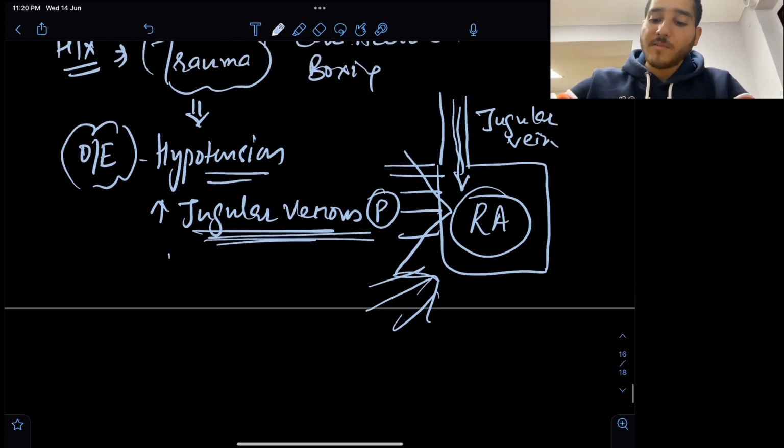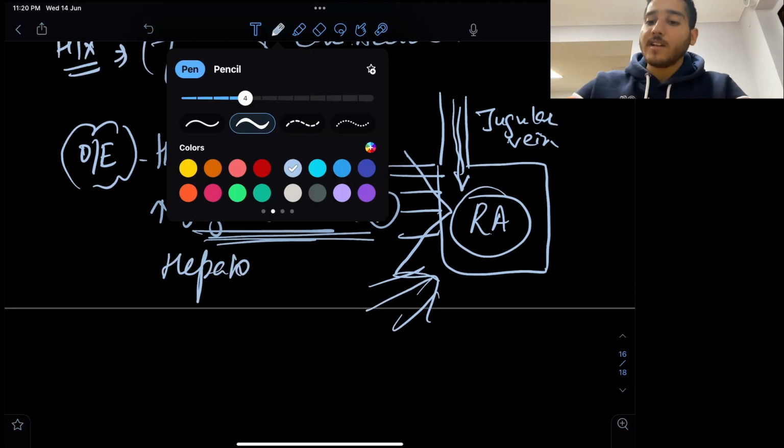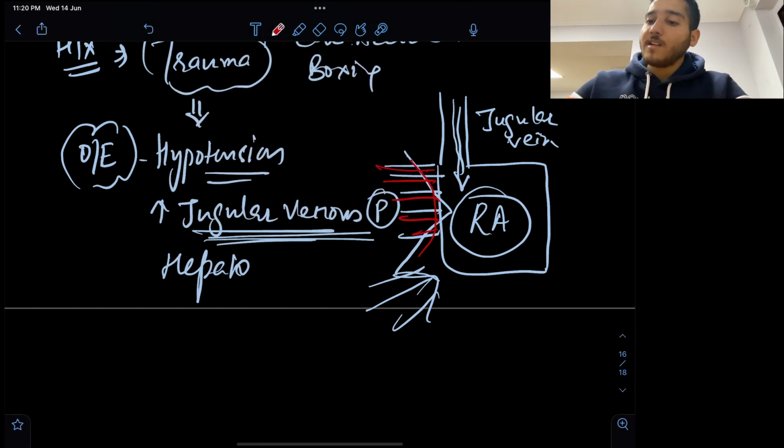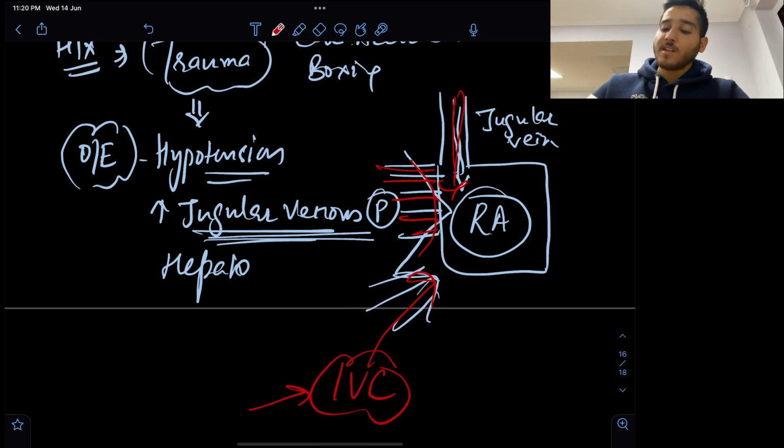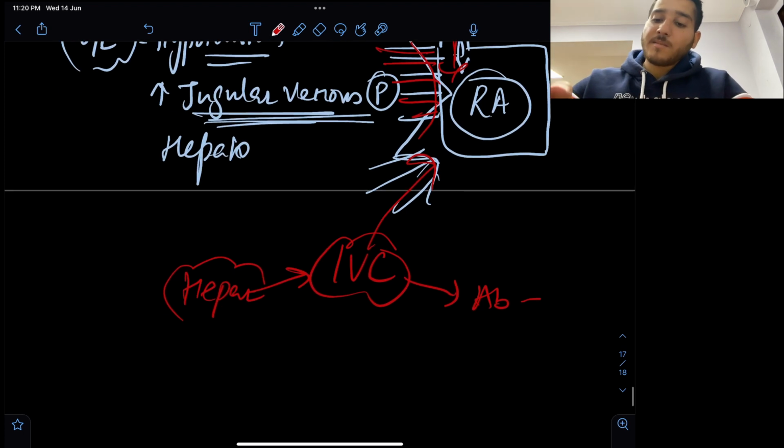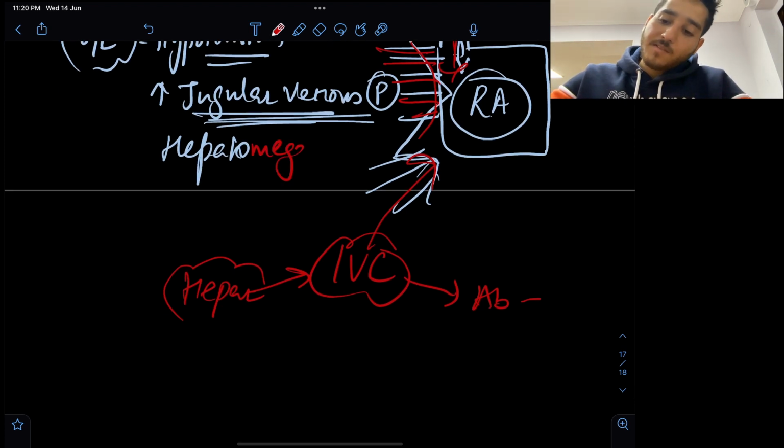There will be hepatomegaly also, because the right atrium gets its blood from the jugular veins and from the inferior vena cava also, right? The inferior vena cava gets its blood from the liver, from the abdominal cavity. So there will be blood accumulation everywhere. So hepatomegaly. See, in a patient of pericardial tamponade.